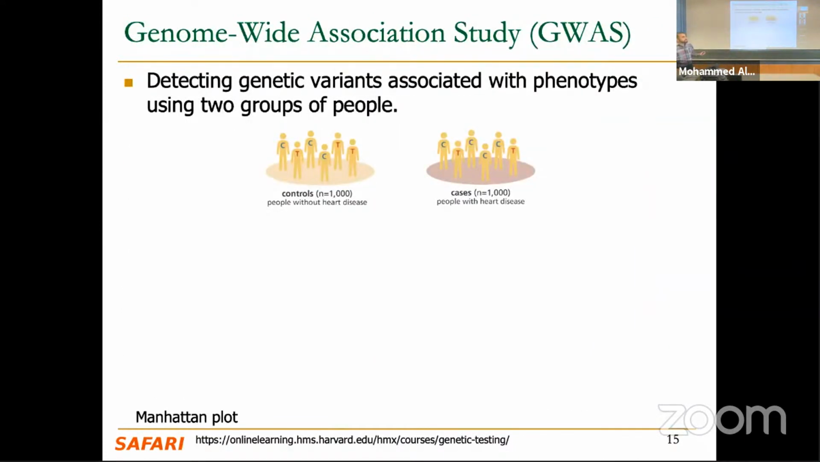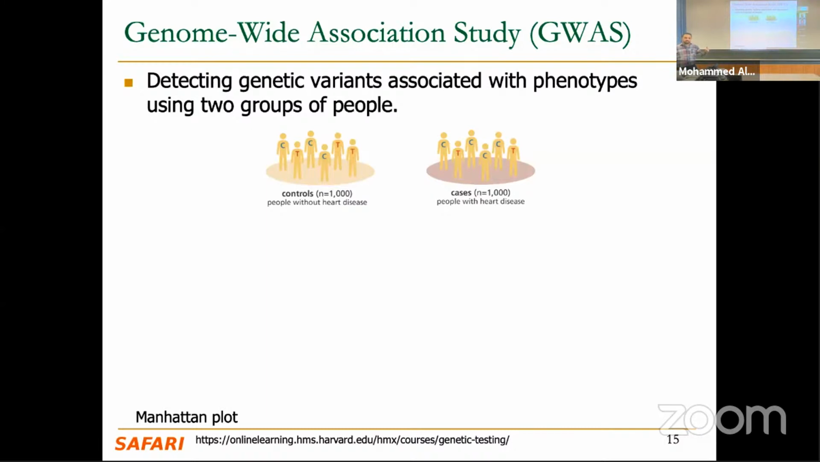Now, these studies are well known as GWAS, or Genome-Wide Association Studies. In all these kinds of studies, we need to have two groups of people. The first group, we call it controls. The second group, we call it cases. The controls are normally people without the subject disease that we are studying. But the second group, all of them have that disease that we are currently studying.